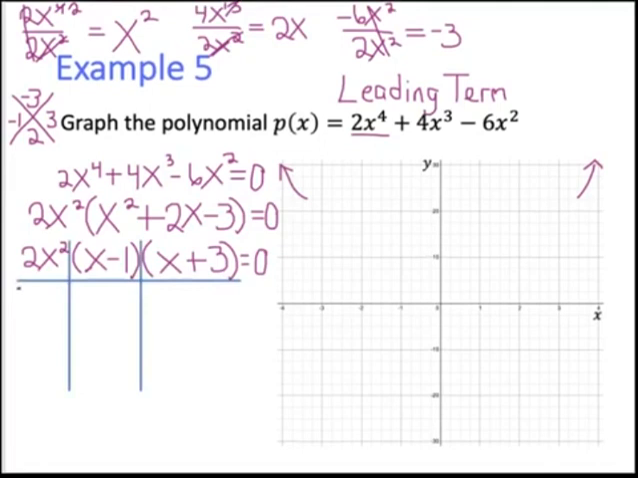So I'm going to take 2x squared and I'm going to set it equal to 0. And then I'll divide 2 into both sides. And then I'm going to get x squared equals 0. And then I want to undo the squaring by taking the square root of both sides.